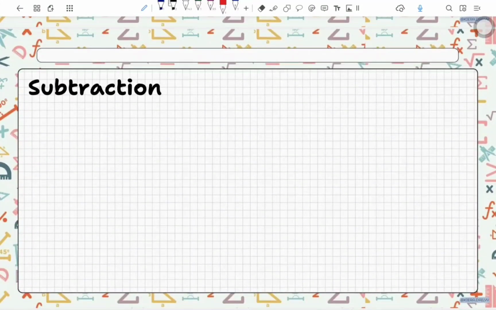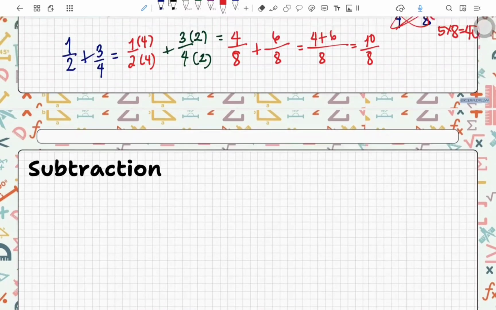Okay, now let's proceed to subtraction. Again, the rules or the laws for addition of fractions are similar to the laws for subtraction of fractions. That is, again, they should have the same denominator. Okay, let's have an example.